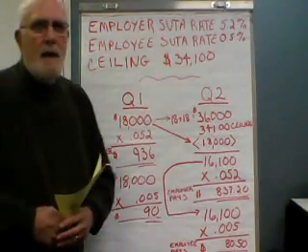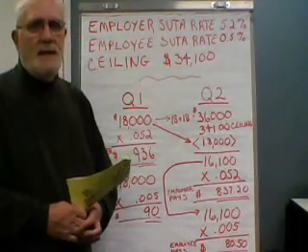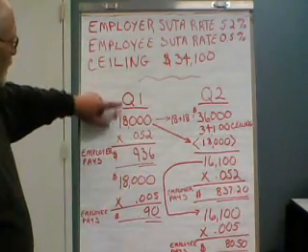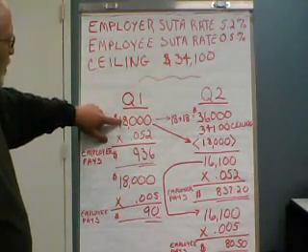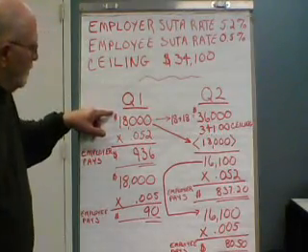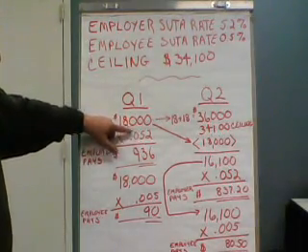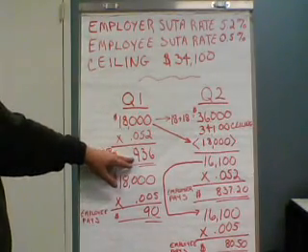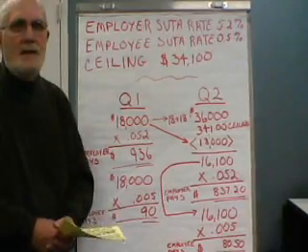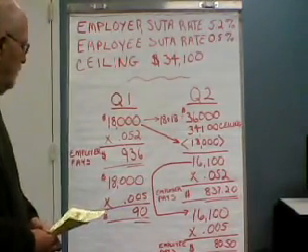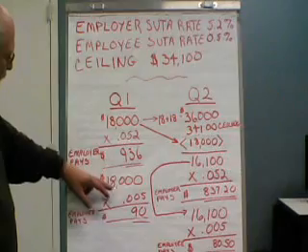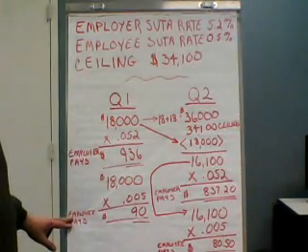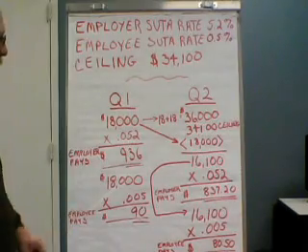So let's take an example of an executive who's getting paid $6,000 a month. In the first quarter, that person has earned $18,000. We multiply this times 0.052, and the employer pays $936 in SUTA taxes for this employee. We take the same $18,000, multiply it times 0.005, and we can see that the employee pays $90 in SUTA taxes.